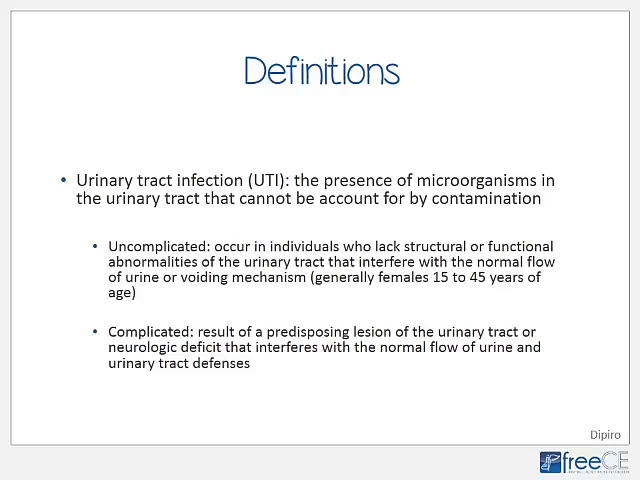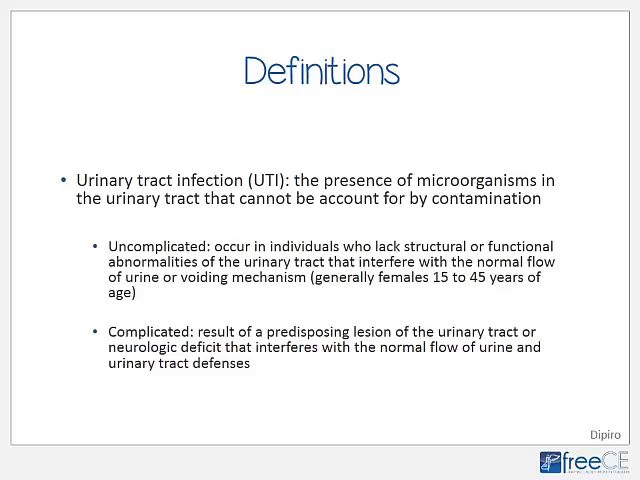And so in general, our uncomplicated urinary tract infections are only in our females of childbearing age, so between the ages of 15 and 45 years. Ultimately, that means everyone who's not a female who has a urinary tract infection, so all males, then have complicated urinary tract infections. And in general, all of our elderly patients we would consider as complicated. And really the reason for that is that these individuals generally have a lesion in their urinary tract or potentially a neurologic deficit that interferes with the normal flow of urine and urinary tract defenses.